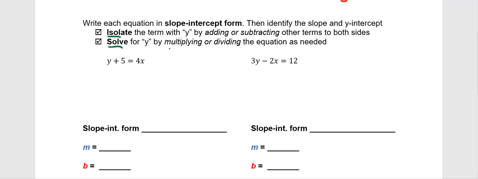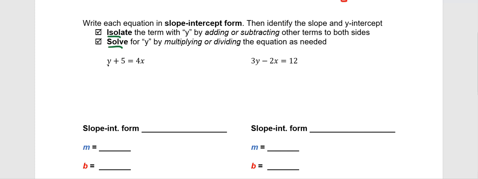So the isolate in this case is going to require us to get the term in our equation with y all by itself to one side of the equation. And the solving is going to require us, if there's a coefficient that y is being multiplied by, to use the inverse operation of division to get the equation down to simply y equals, not some coefficient times y equals. So let's begin the process.